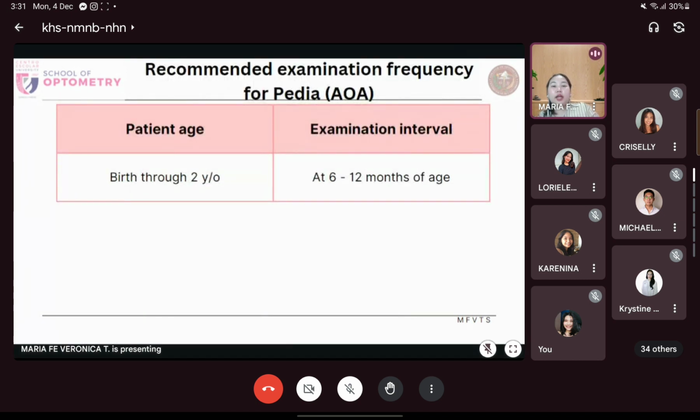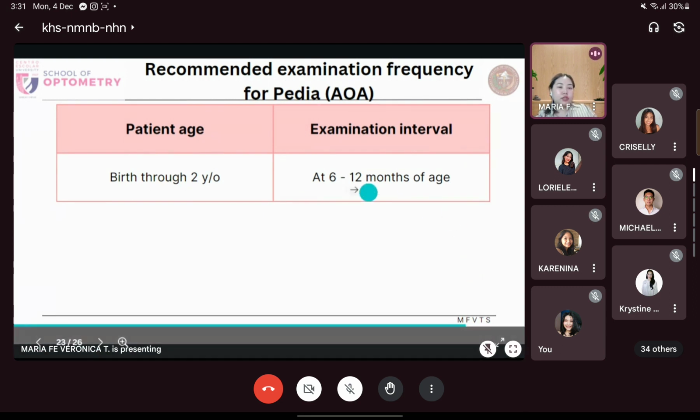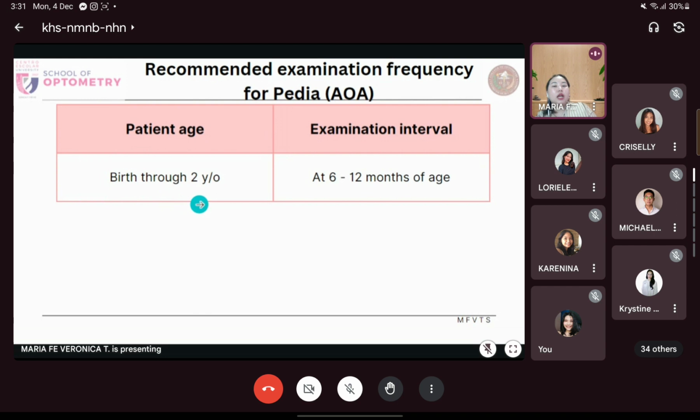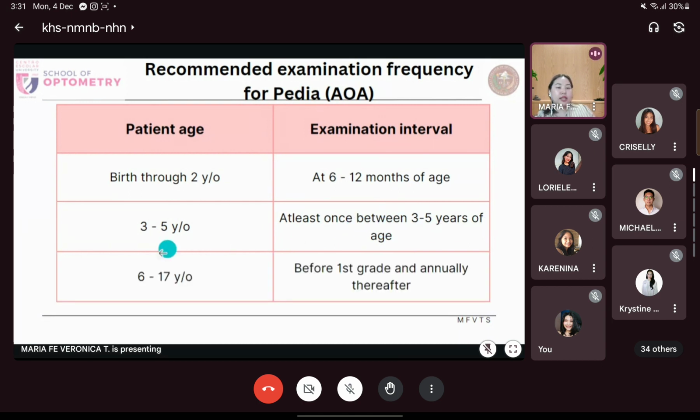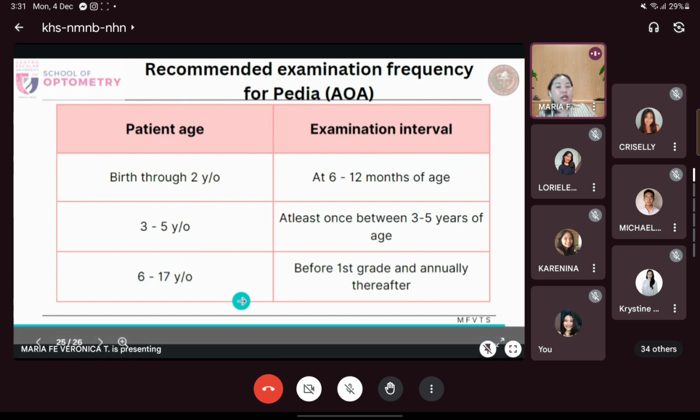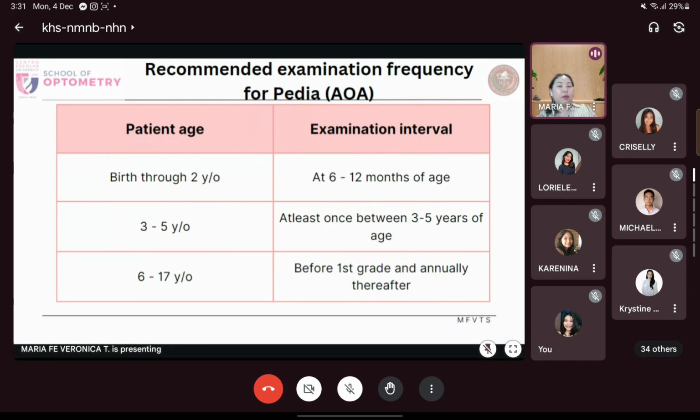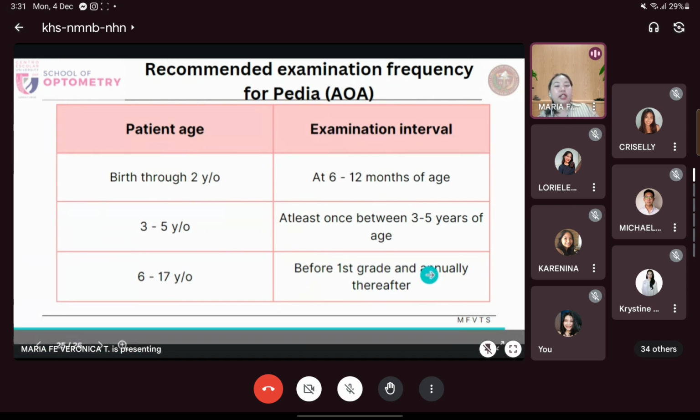So, ano ba yung recommendation ng AOA natin for the examination frequency ng bata? If the patient age is newborn up to 2 years old, maganda na ang interval na eye test nila is between 6 to 12 months of interval. If between 3 to 5 years old sila, at least once between this age, kailangan ma-check siya. If in case 6 to 17 years old or school age na siya, dapat before siya pumasok ng first grade, ma-exam siya para makita if may vision problems before pumasok sa school. And then after that, yearly na dapat para ma-monitor yung vision ng bata.